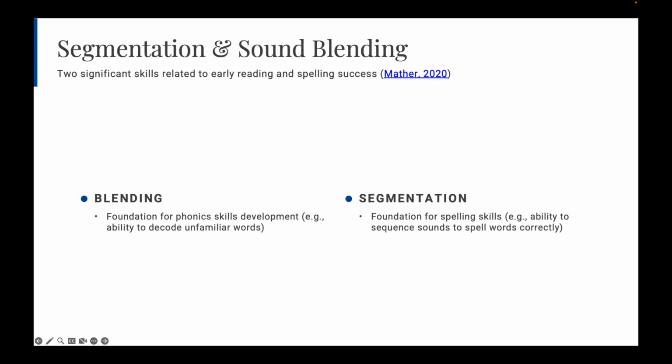So I just started talking about segmentation and sound blending, and these are two areas that you can tap using the WJ4. And these are areas that you would likely want to tap because they're two significant skills that are related to early reading and spelling success. When we think about blending, it serves as a foundation for phonics skill development, or again, that ability, for example, to decode unfamiliar words. Whereas segmentation is very foundational for spelling skills. As we know, segmentation plays a big role in the ability to sequence sounds to spell words correctly. So if you have trouble segmenting, you're likely going to have some trouble spelling words as well.